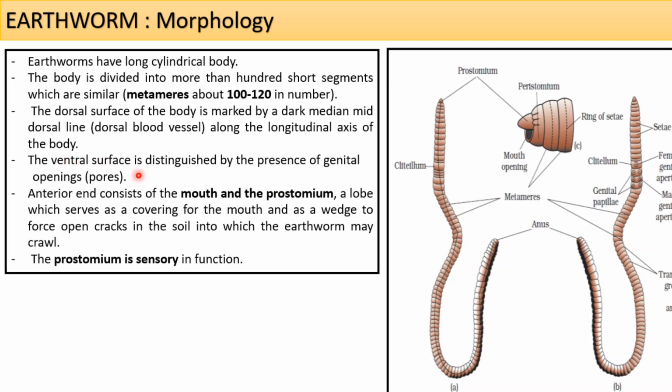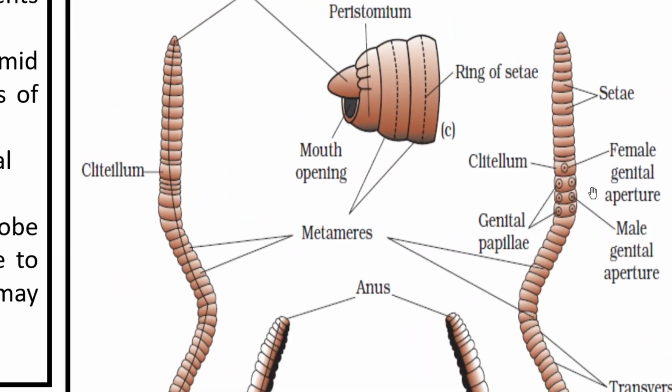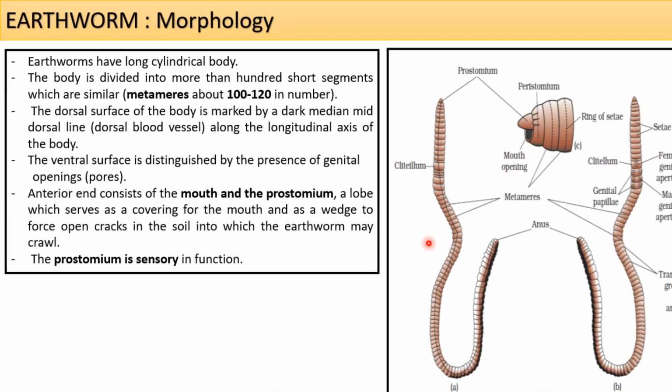The ventral surface is distinguished by presence of genital pores. Again, if you can see this diagram B, can you see this female genital aperture, the male genital aperture? All these are available on the ventral surface. So you can easily know which is the ventral and the dorsal surface of the earthworm.